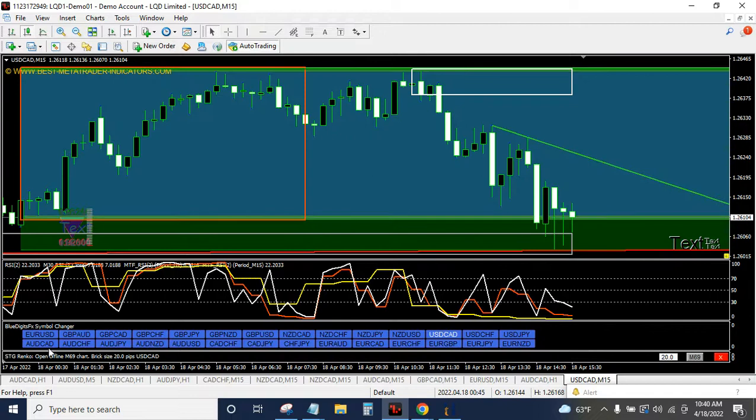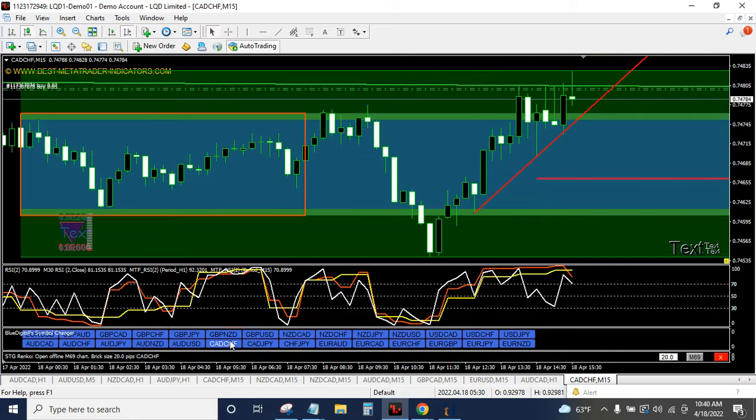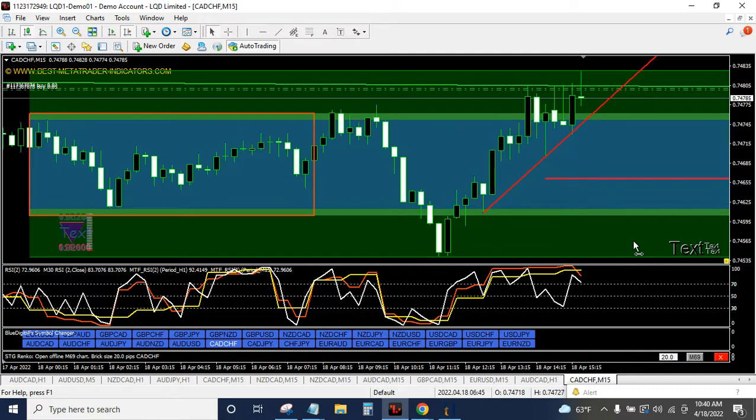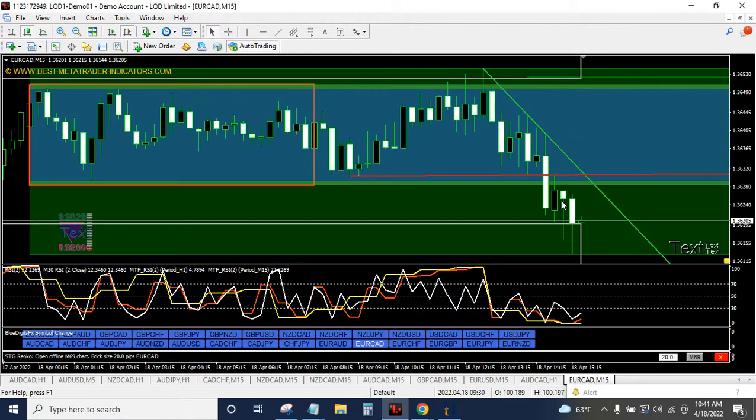So who else do we go for with the CAD? Aussie CAD. This is Aussie CAD. We know the CAD was strong. So CAD franc, yes, it was still in an uptrend. Typically, the entry will be when the three RSIs are above 50. That's typical. So CAD yen, this is CAD yen. Yen was probably as strong too. Then one more, Euro CAD. It was a bearish move.